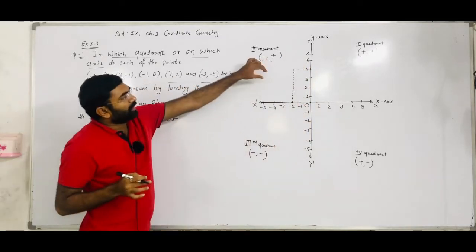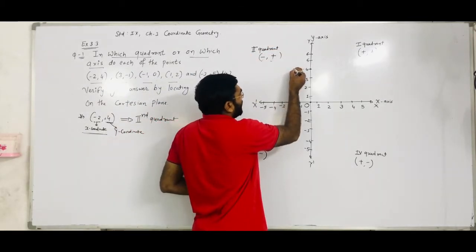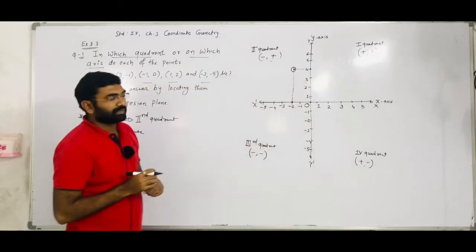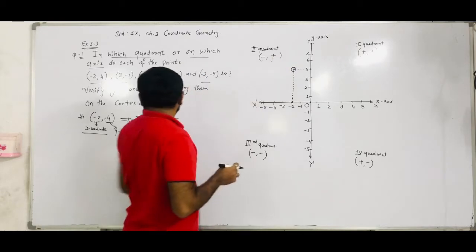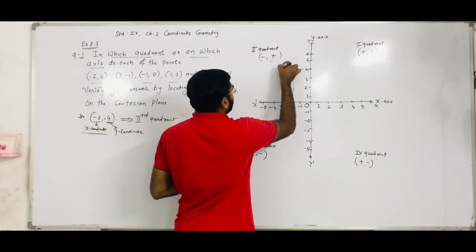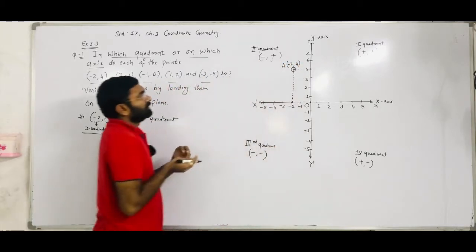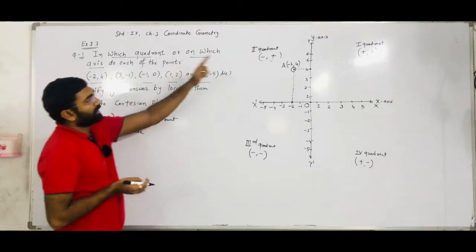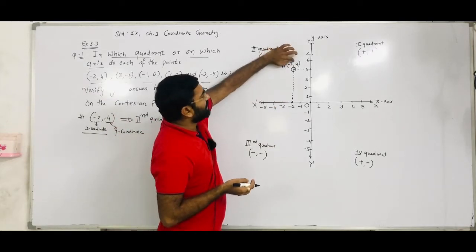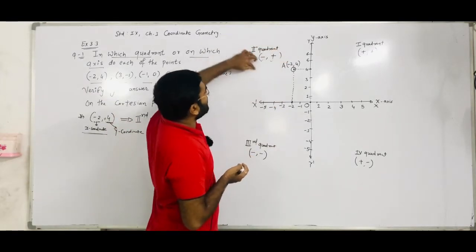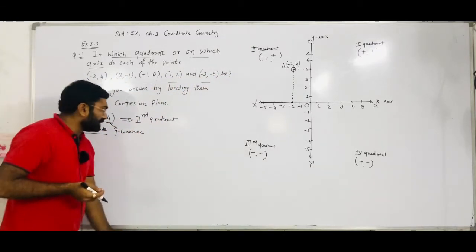The perpendicular lines from minus 2 and from 4 intersect, and we get one point. Suppose I name that point A. It is minus 2, 4. That way we can locate that point on the Cartesian plane. Observe: the point minus 2, 4 lies in which quadrant? It lies in the second quadrant. That's why we can say minus 2, 4 lies in the second quadrant. That way we can verify.